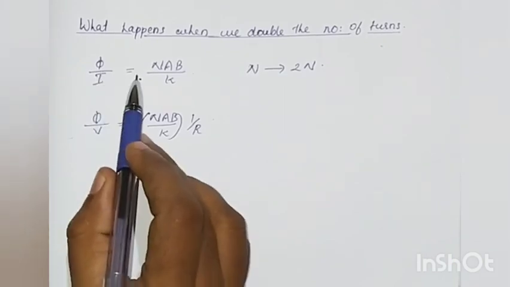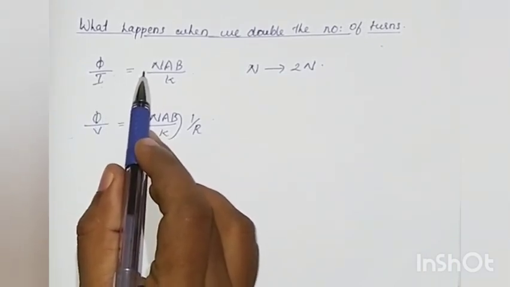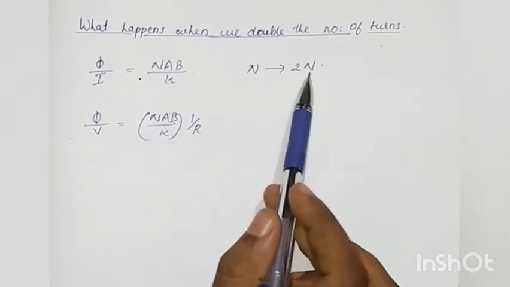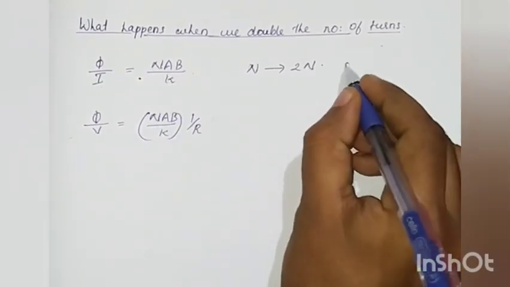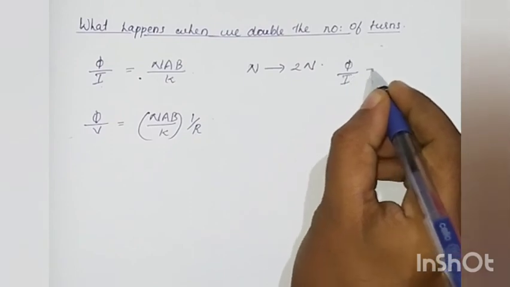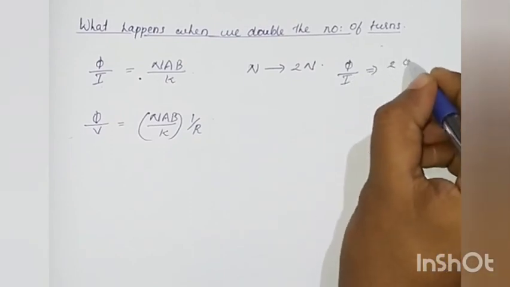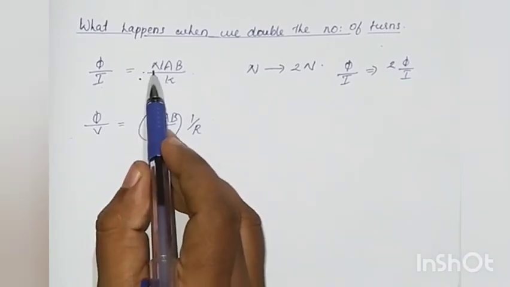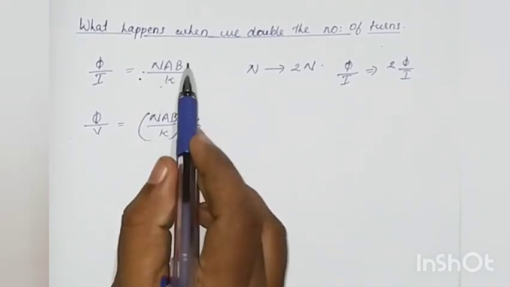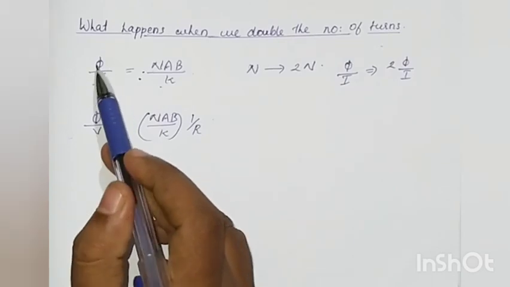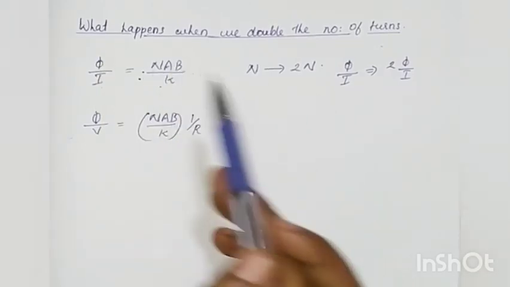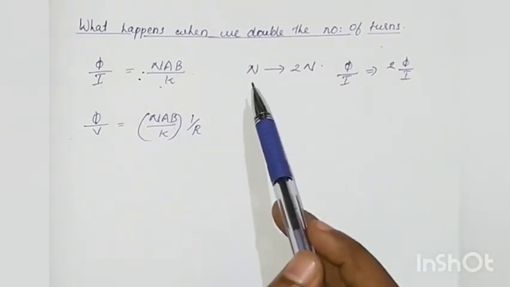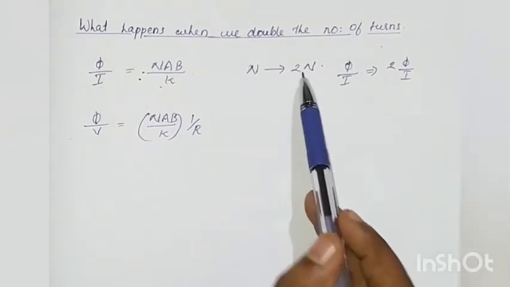Here phi by I, we can clearly see, will become 2 times when N is changed to 2N. That is, phi by I, which is the current sensitivity, also doubles, 2 into phi by I, because this will become 2NAB by K, and NAB by K is phi by I, so 2 into phi by I. It is clearly seen that phi by I gets doubled when the number of turns changes from N to 2N.